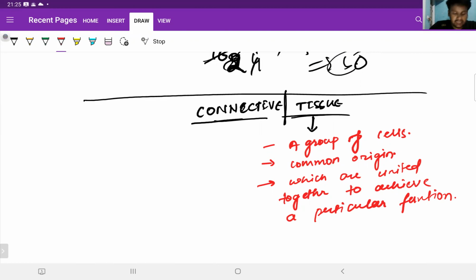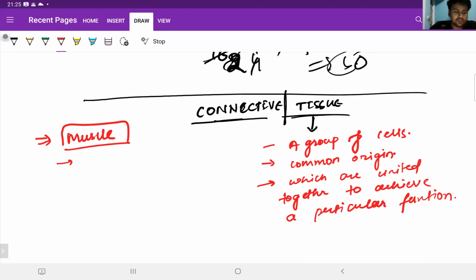For example, I take the example of a tissue called muscle, right? Muscle is formed by a group of muscle cells, right? They unite together to achieve a function that we call contraction, right? Because there is contraction in the muscles, we are able to move our body. Fine. So this is the definition.